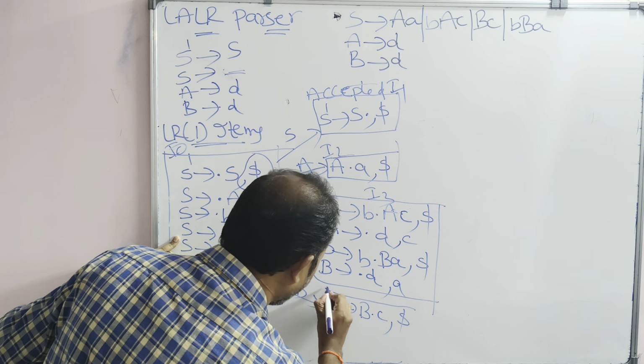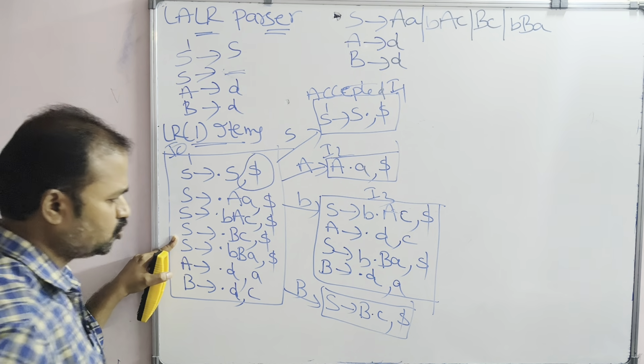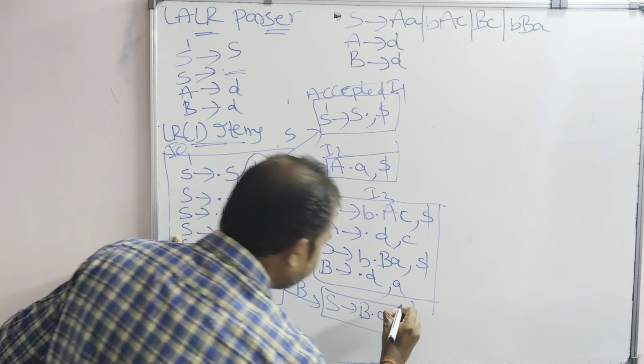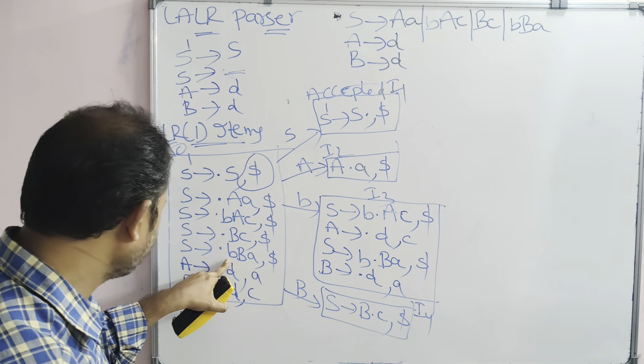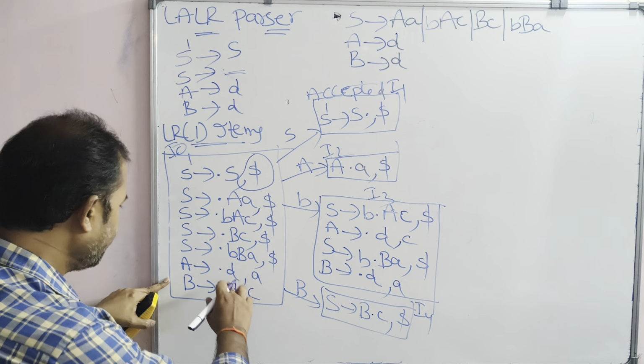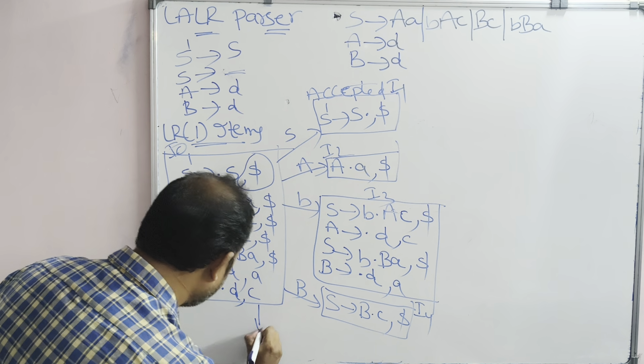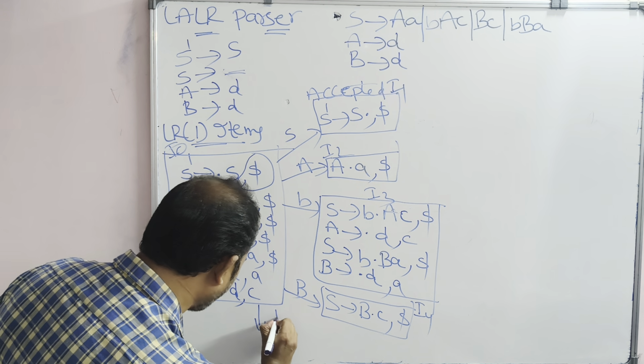Dollar. After dot we have a terminal, so there is no need to find the closure. I3 is over. So let us give the numbering as I4. Next dot B, it is already over. Next, if we observe these two productions, after dot we have a terminal part.